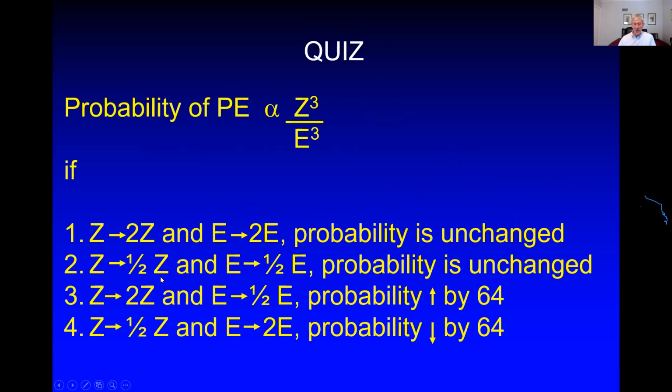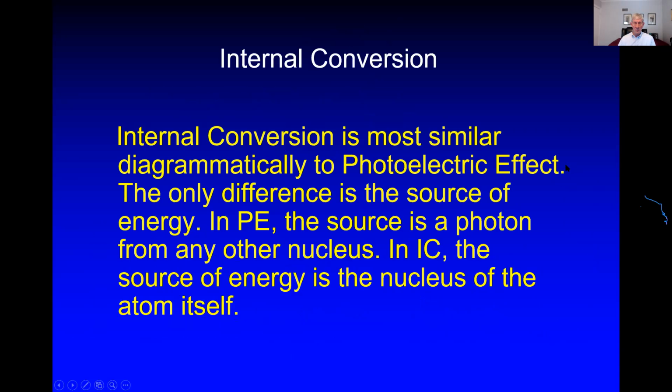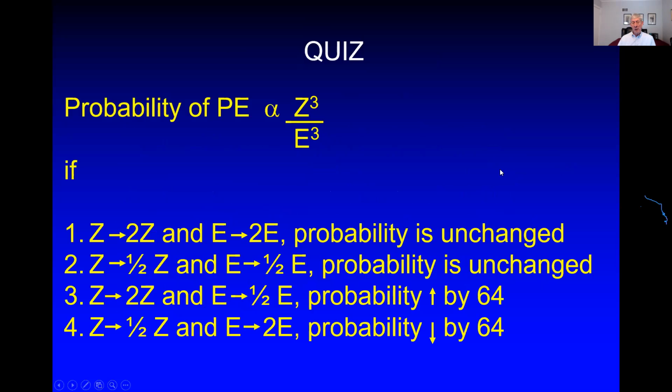So here are your answers. In these first two, the probability is unchanged. In the third one, when you double Z and halve E, it's going to go up by a factor of 64. And when you halve Z and double E, it's going to go down by a factor of 64. Okay. Any questions about photoelectric effect before we move on to internal conversion?